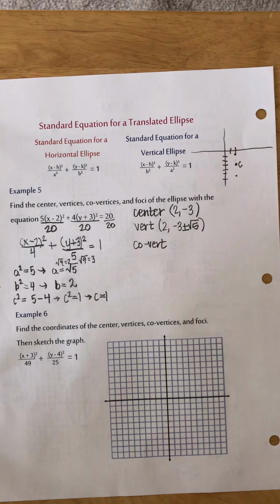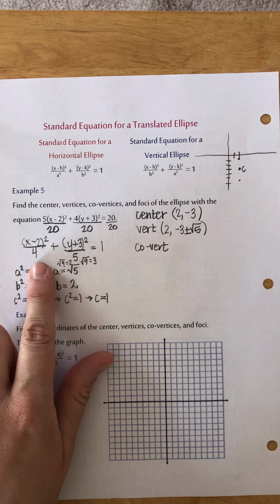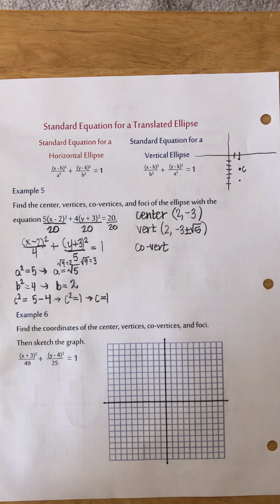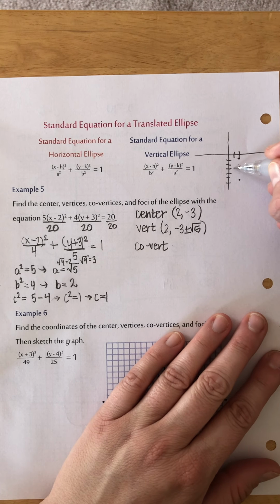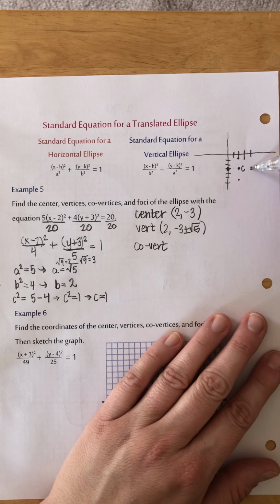Now let's talk about covertices. So covertices come from b. Our b is underneath the variable x, so we're going to be going to the left and to the right 2 spaces. So I'm going to go to the left 2 spaces. I'm going to go to the right 2 spaces.